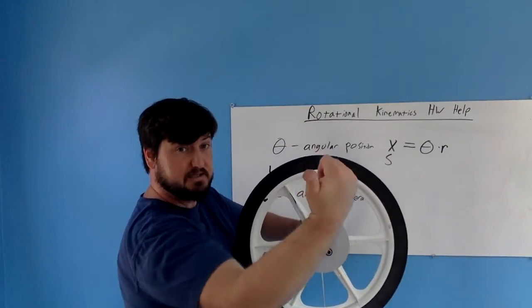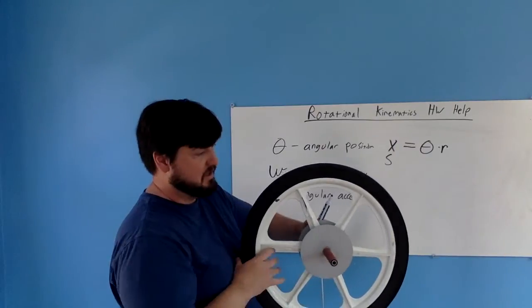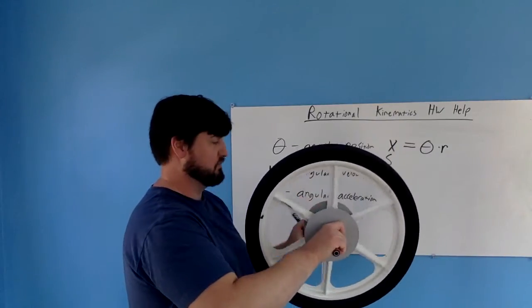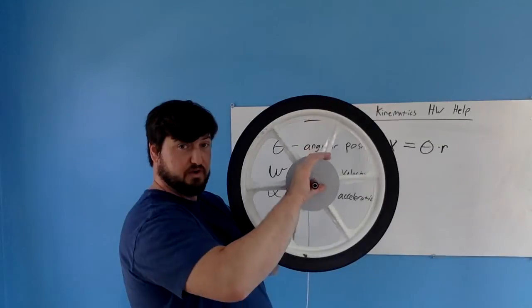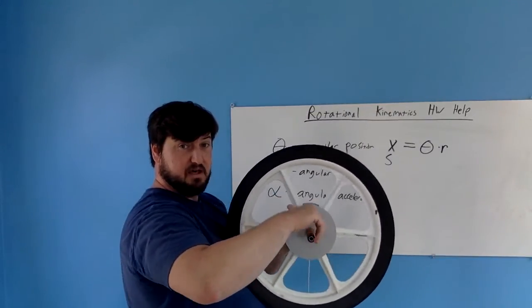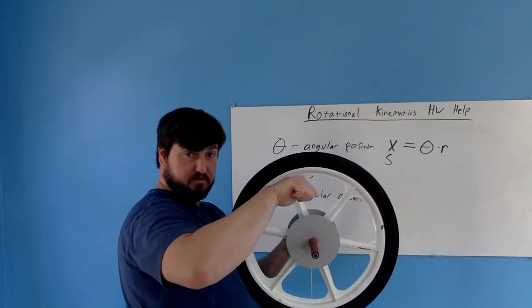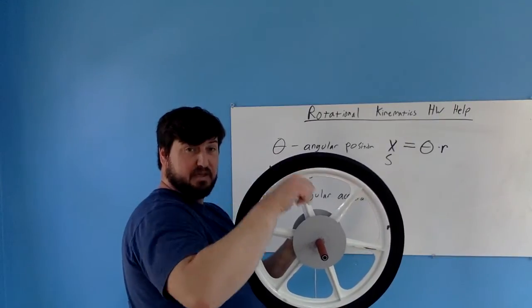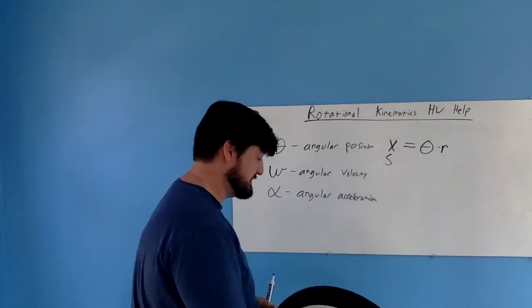I'm getting a positive angular velocity out of it. If I were to go the other direction, my right hand rule would say I curl my fingers in the direction the wheel is going, and you'll see my thumb will actually point away from you into the board, right? So that would be a negative direction for angular velocity.